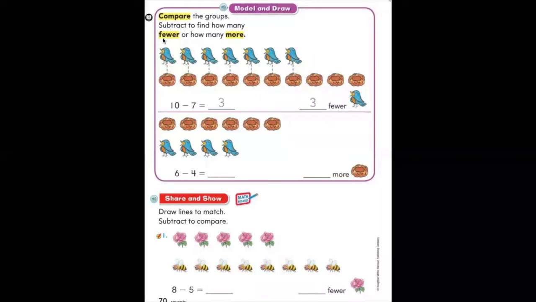There are 1, 2, 3, 4, 5, 6, 7 birds. How many nests are there? 1, 2, 3, 4, 5, 6, 7, 8, 9, 10. Let's draw lines 1 to 1 to match each bird to a nest. 1, 2, 3, 4, 5, 6, 7.